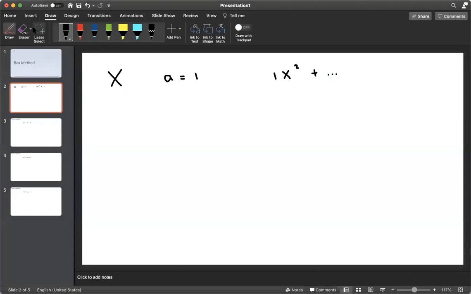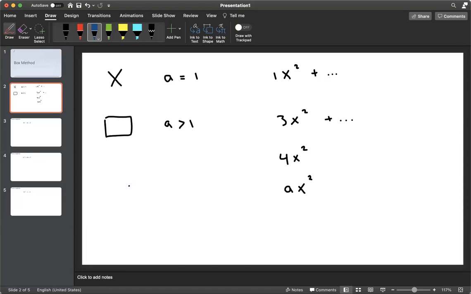Next, we use our box method when A is greater than 1. So an example would be 3x squared plus something, or we could have a 4x squared. We need to know that this is ax squared. So whenever this number, which is our coefficient, is greater than 1, we use the box method.